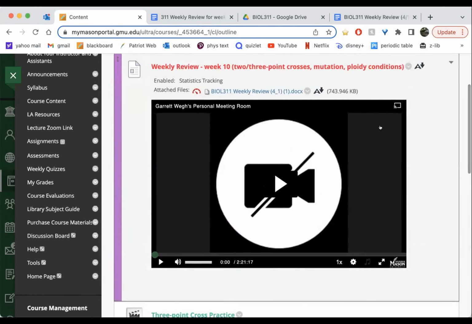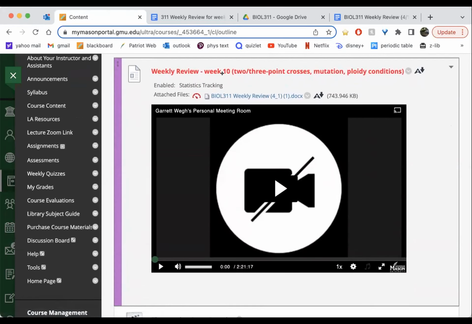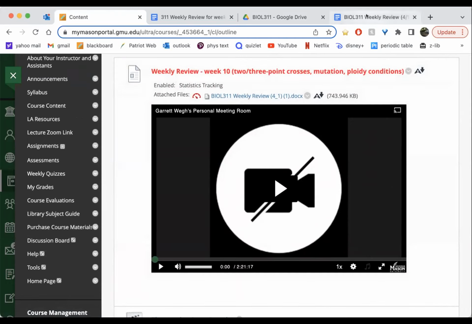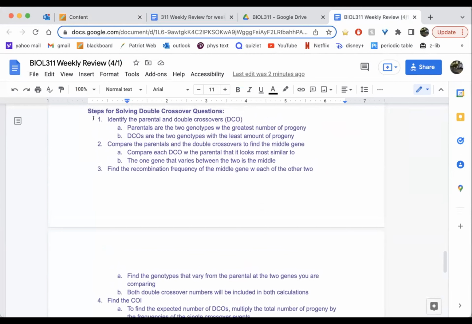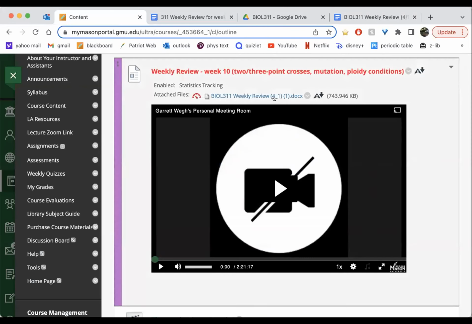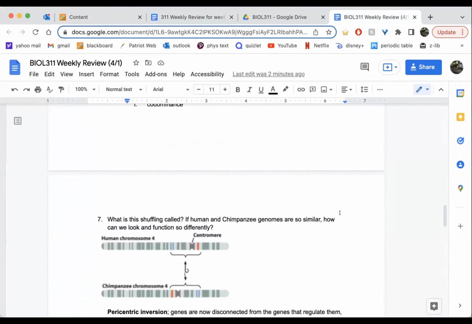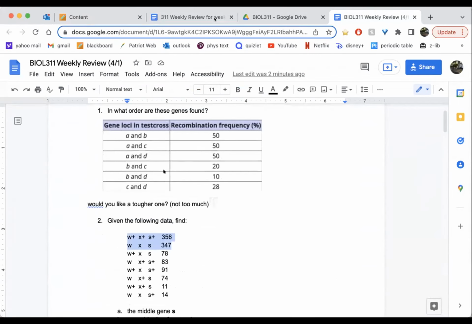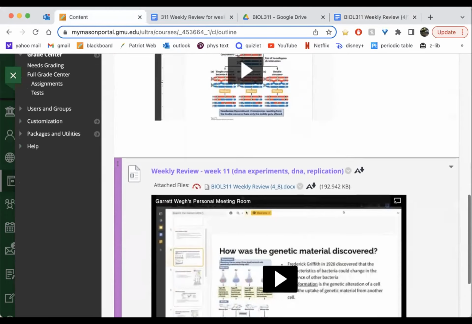And we talk about it also in this weekly review, the first video link that says weekly review week 10. And we go over 3-point cross for like 30 minutes. And then there's also this really great summary at the end of this document, which can also be found attached right here. So there is a lot of 3-point cross practice and information. There's also an example in trans on the week 10 review, last week's review. Yes, last week's review, this one. We're in week 12 already. Oh my gosh.